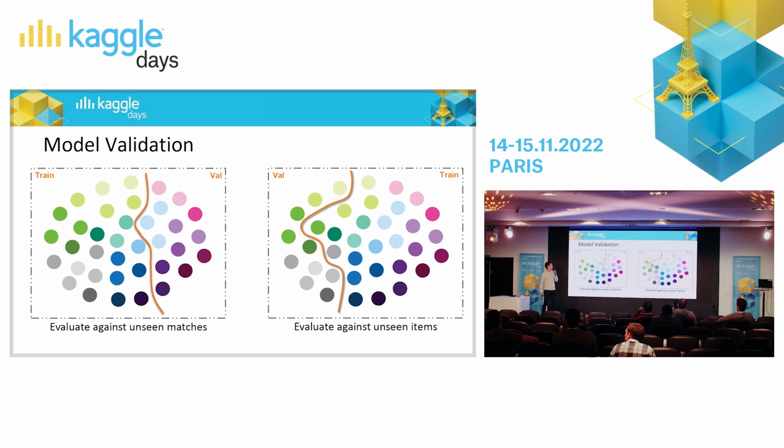About validation, there are two ways to validate your model, and as I said, they are problem dependent. Basically, either you want to evaluate unseen items, because you're assuming that during inference or prediction, you will see new items that you've never seen before, or you don't want that.